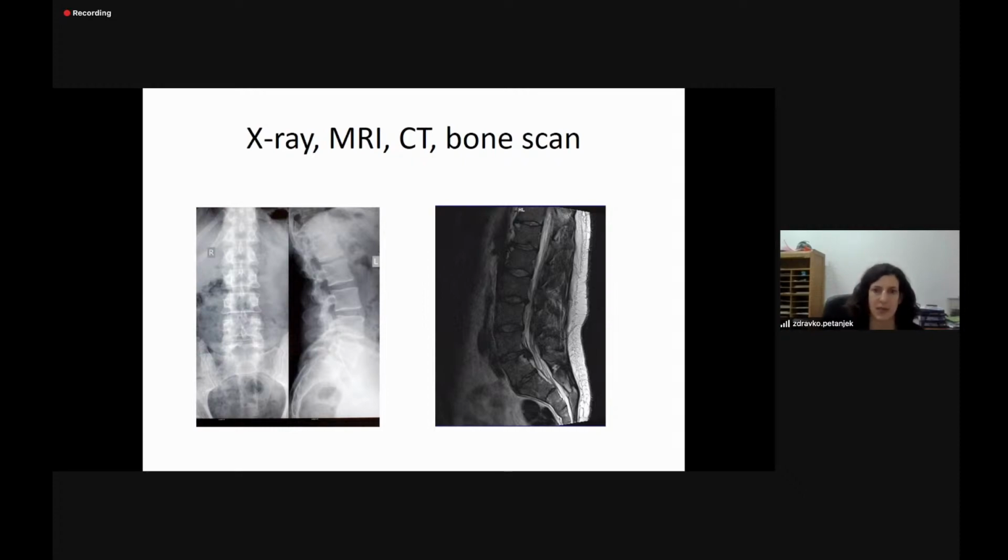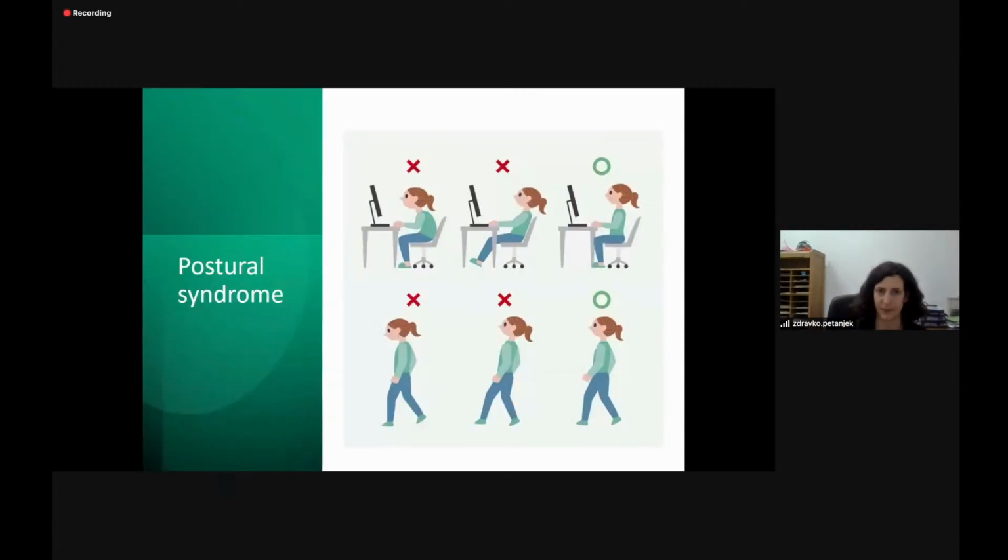What we always need, when we need to always refer patient to the diagnostic tools, is when you have red flags and when you suspect something else is going on. We always have to exclude if there is a tumor, if there is infection, and if there is a fracture. That is what we need the most from those imaging.